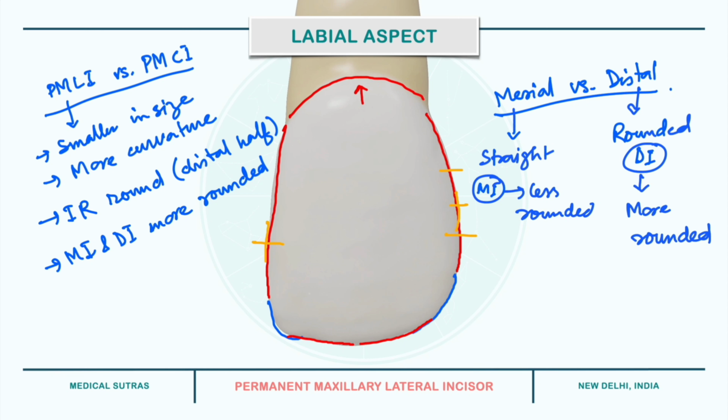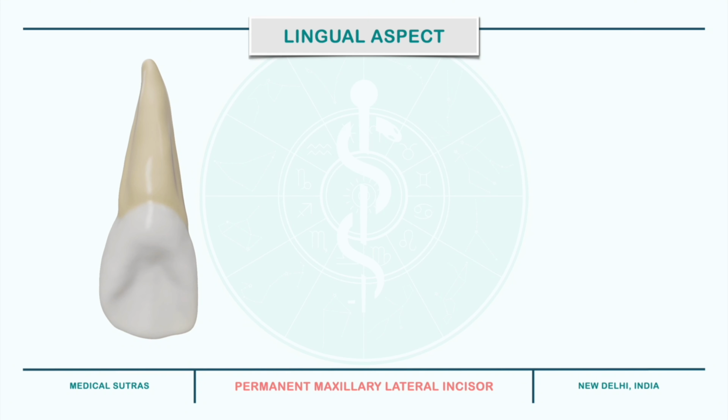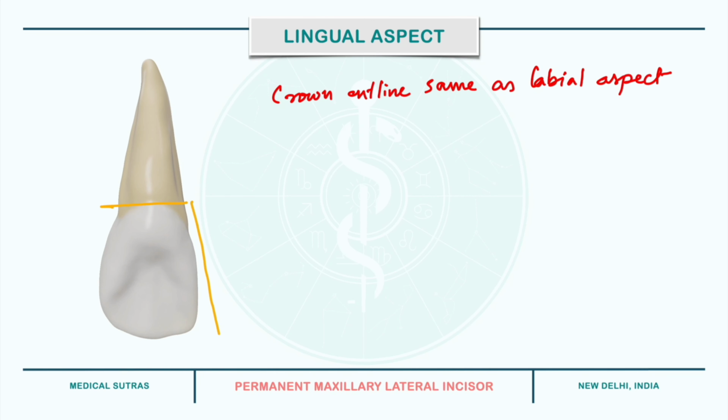So these features help in easy identification and side determination of the tooth. Now moving on to the lingual aspect of the tooth. The crown outline is similar to that seen from the labial aspect. That is, crown outline same as labial aspect. It is trapezoidal in shape with straight mesial outline, convex distal outline.